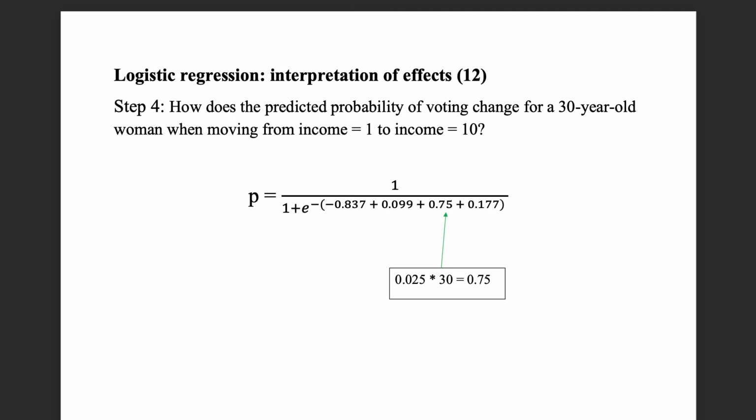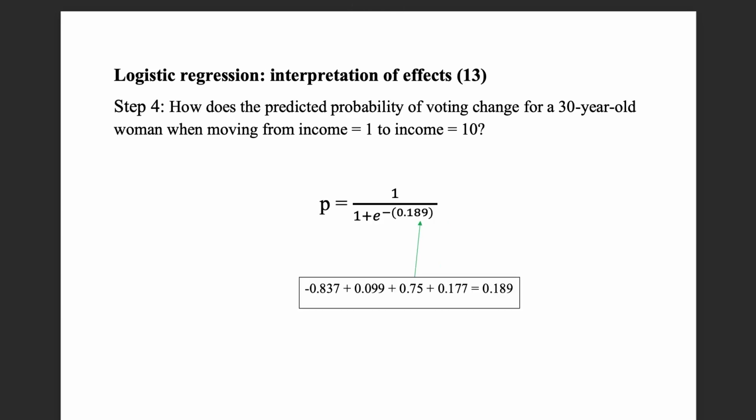So that's already simplifying the formula quite a bit. We can of course also work out the 0.025 times 30 for the age effect. That works out to 0.75. Now we can of course just add up all these numbers. So minus 0.837 plus 0.099 plus 0.75 plus 0.177. That works out to 0.189. So now we have already further simplified the formula to P equals 1 divided by 1 plus Euler's number to the negative brackets 0.189.